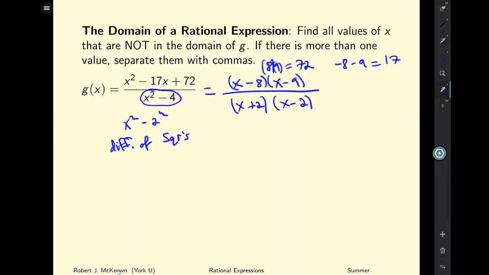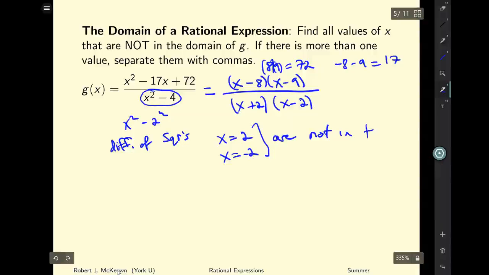And it's pretty obvious here that x equals 2 and x equals -2 are not in the domain, because when x is equal to 2 or x is equal to -2, the denominator is 0.